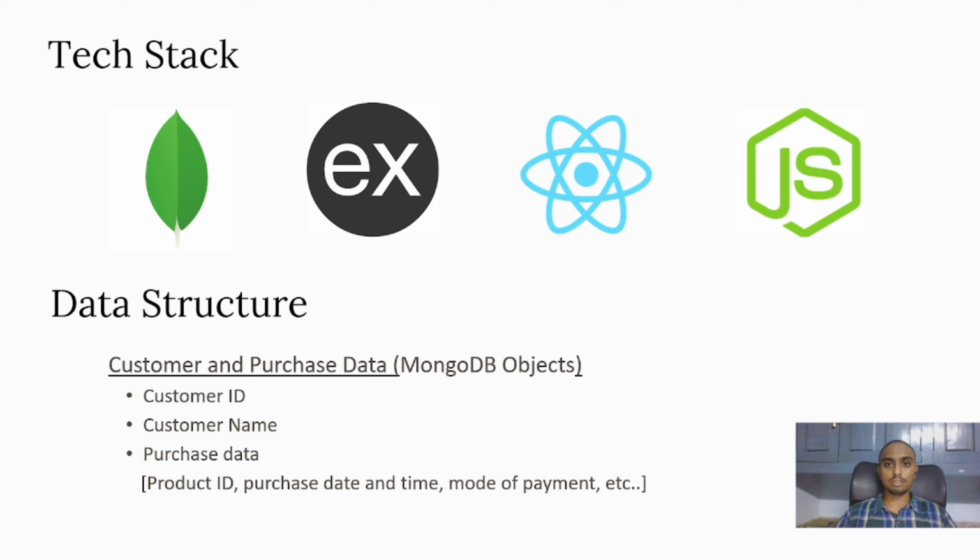Coming to data structures, we will be storing our data in the form of MongoDB objects. Usually, we plan to store the data of customers and the purchases made. Under the customer data, we will have the customer ID, customer name, and under the purchase data, we will have the product ID, purchase date, time, and the mode of payment, etc.